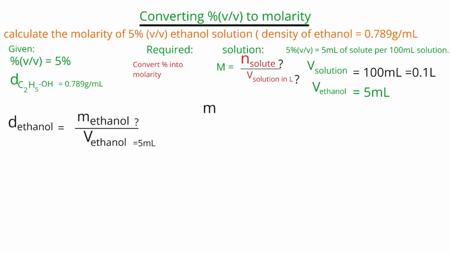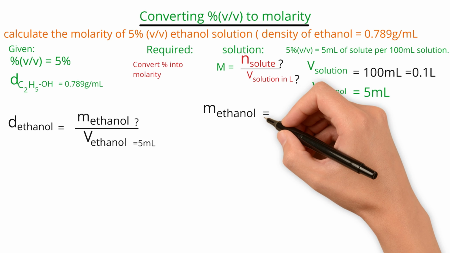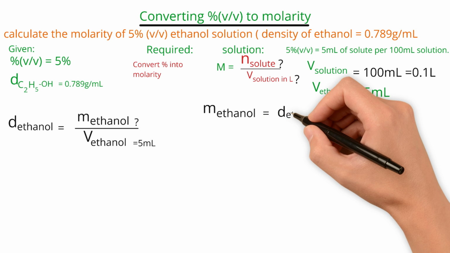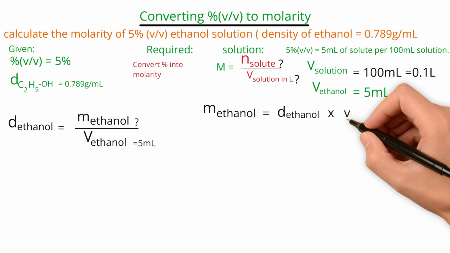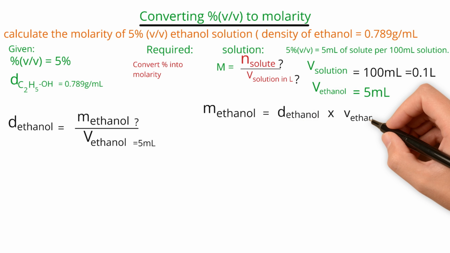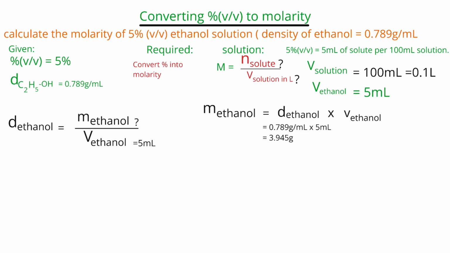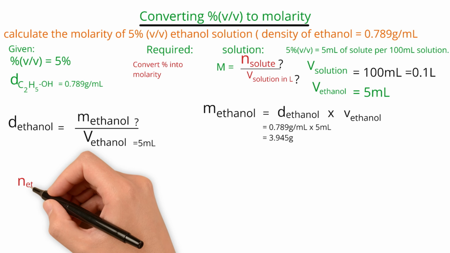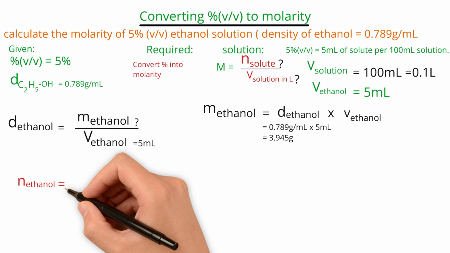Now, mass of ethanol is equal to density of ethanol times volume of ethanol. Density of ethanol is equal to 0.789 gram per milliliter. Volume of ethanol is 5 ml. Finally, mass of ethanol is equal to 0.945 gram.